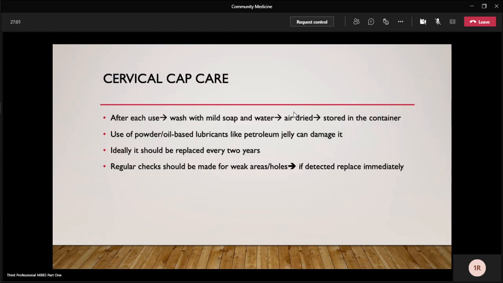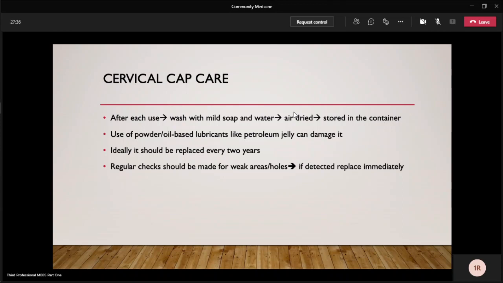Cervical cap care is identical to the diaphragm care we described. After each use, it's washed with soap and water, air dried, and stored in the container. Use of powder or oil-based lubricants is not recommended because it can damage the product. Ideally, it should be replaced every 2 years, and the product should be checked frequently for any weak areas or holes so that it can be replaced immediately. Otherwise, the contraception goal will not be fulfilled.